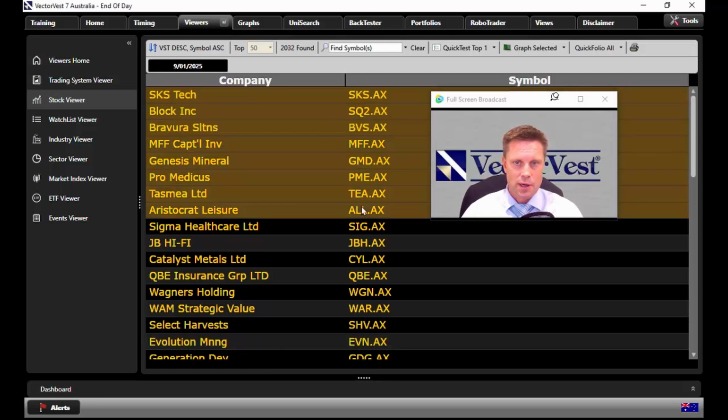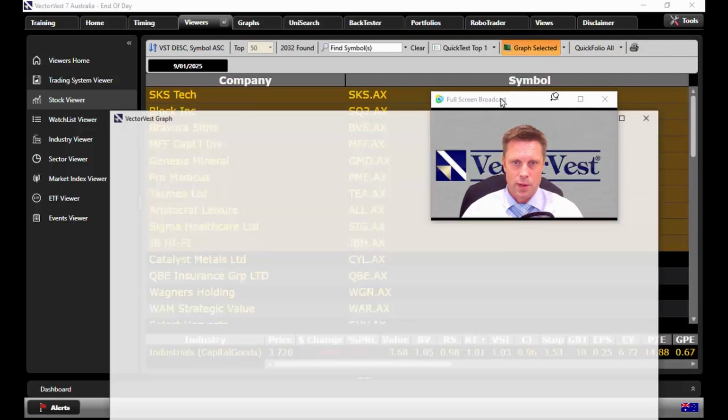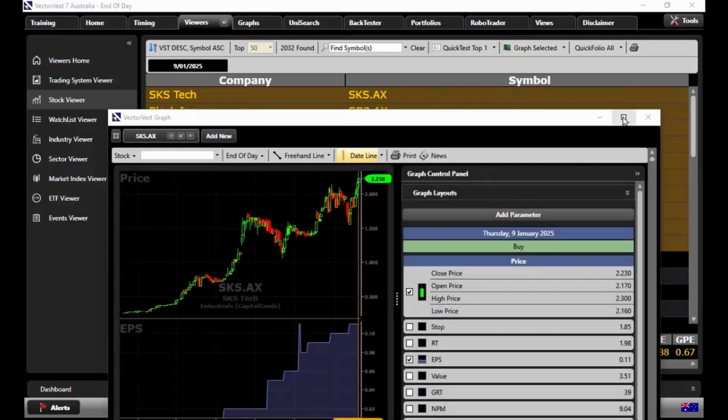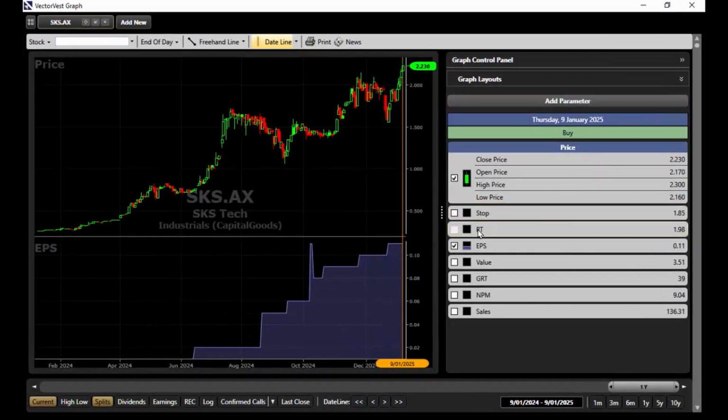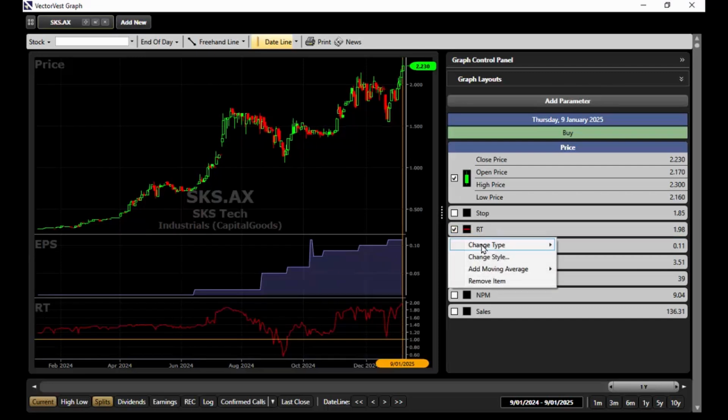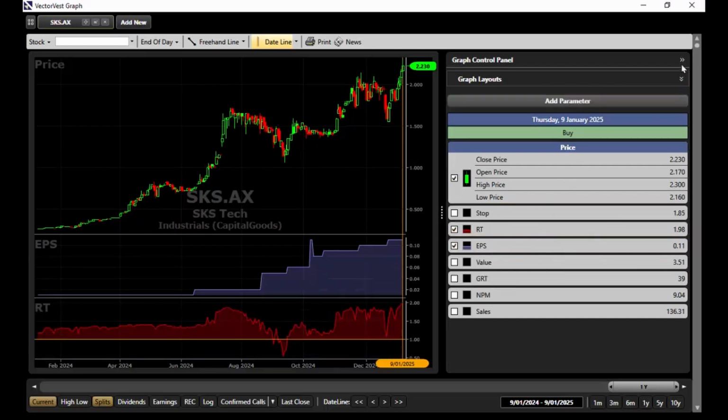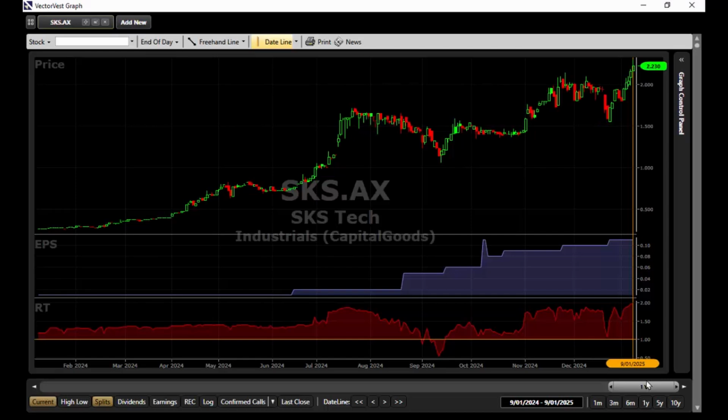And I'm going to demonstrate it here by just graphing a handful. Okay, let's move myself out the way. Let's maximize it here. And all I want you to do is concentrate on two lines. Don't worry about all this great functionality in VectorVest. I want to keep it nice and simple. Look at two lines here. First line here is the blue line, EPS, earnings per share. This is looking at the earnings. This is a 12-month leading forecast on earnings.